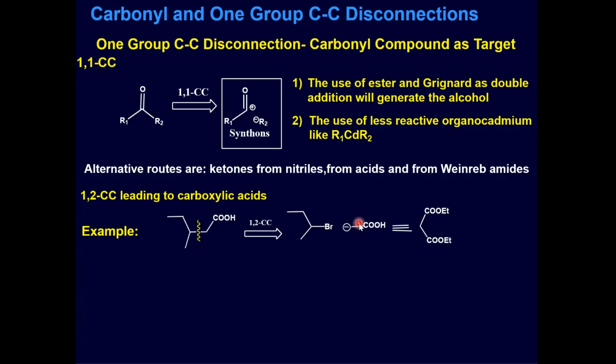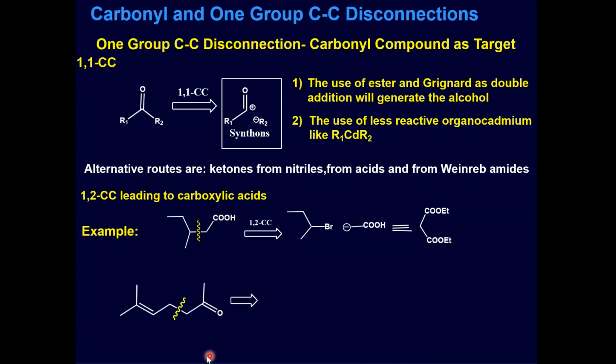To get this, I use diethyl malonate. I treat with a base. This is acidic enough to lose the proton as it is flanked between two carbonyl groups, giving rise to a carbanion, CH(COOEt) twice. CH minus attacks on the 2-bromobutane and I'll get the corresponding diethyl derivative. Hydrolyze this, the ethyl ester group gets hydrolyzed, decarboxylates, COOH is lost as carbon dioxide and I get this molecule.